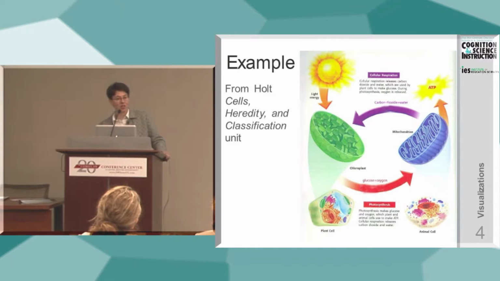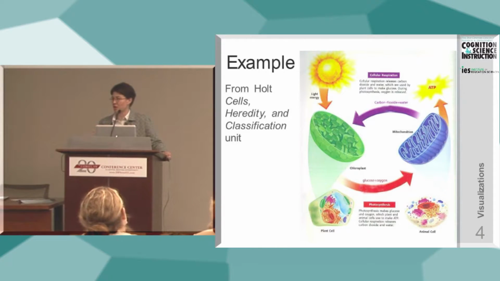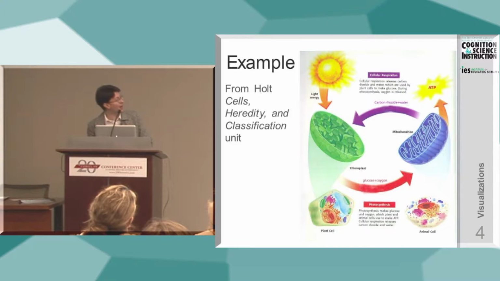But here is an example from one of the visuals that we created teacher supports for students to understand, from one of the units that we modified in the center. So this is from a traditional curriculum, from a Holt curriculum, and it's a book called Cells, Heredity, and Classification. This unit would be covered in about 1/3 of a year in a typical middle school classroom in a book that's about 125 to 150 pages long. And there is an awful lot going on in this diagram.